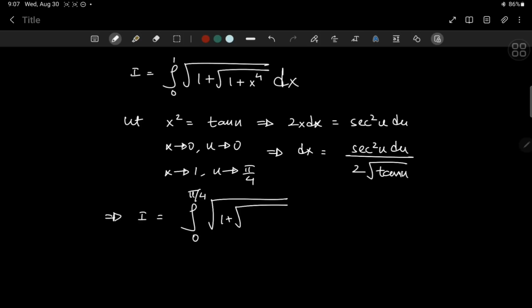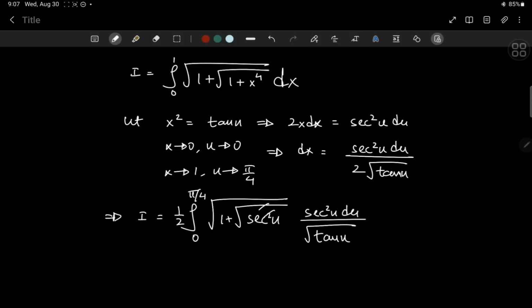Now, x to the fourth power would be the squared tangent, right? And we know exactly what 1 plus the squared tangent of u would be. That would be, again, the squared secant of u, and once again, you have the cancellation of the square and square root functions. Okay, cool. And for the differential element, you have this factor of 1/2, and you have the squared secant of u du divided by the square root of the tangent of u.